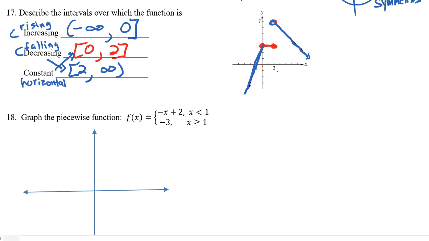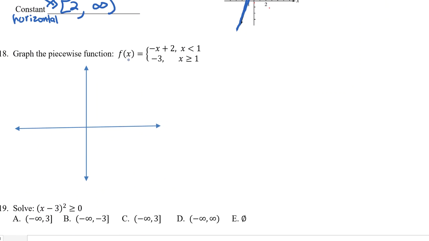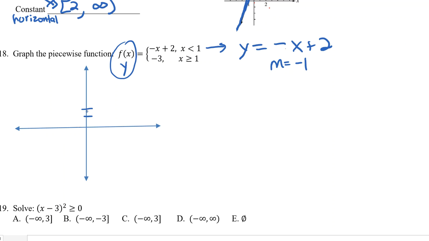Always reading from left to right. Always left to right. All right, so here we have a piecewise function, two different pieces. So we want to graph. Remember, f of x is just another name for y. Y is equal to negative x plus 2. If I graph that entire line, it has a slope of negative 1. So we would go down 1 and over 1, starting at our y-intercept, down 1 and over 1. So we would have this falling line if I graphed the entire line.